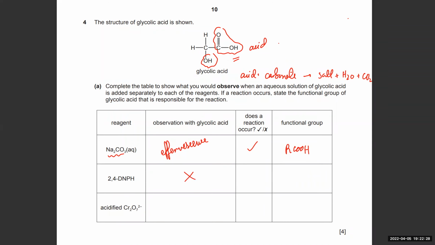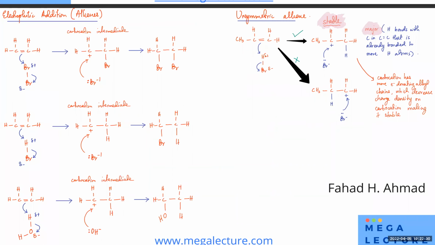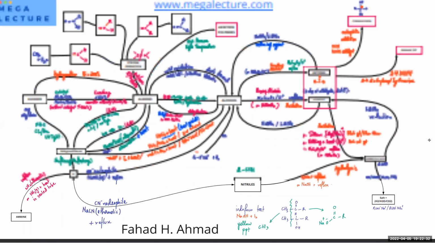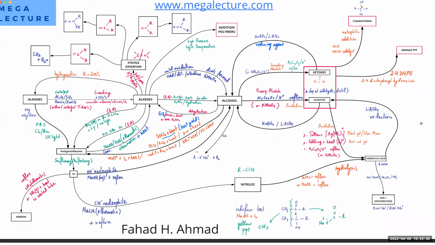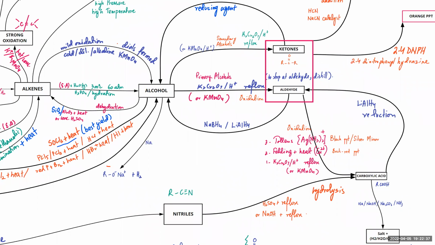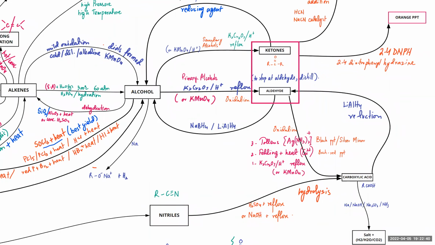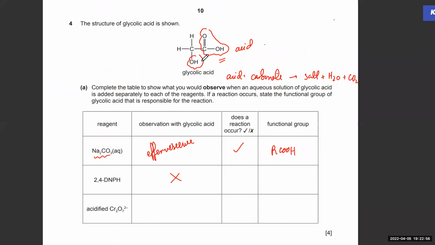What is 2,4-DNPH? It was a test for identifying ketones and aldehydes. Both of them had a positive test with 2,4-DNPH. You got an orange precipitate when you added 2,4-DNPH, but it's a test for ketones and aldehydes. This molecule over here is a carboxylic acid or an alcohol. It's not a ketone or aldehyde, so no reaction occurs, nothing happens.